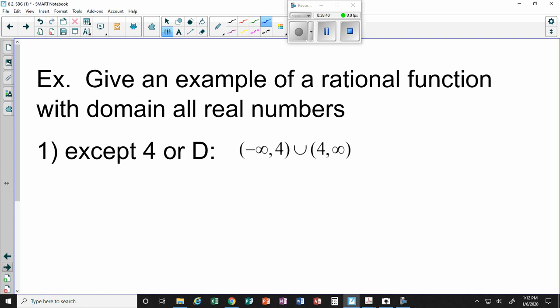So if x equals 4 is an exemption, we don't have it. This is the value it can't be. So what factor gives me x equals 4? So I'd have to have x minus 4. It's got to be a factor in the denominator. X minus 4 would have to be a factor in the denominator. So that would be the most basic one right there.